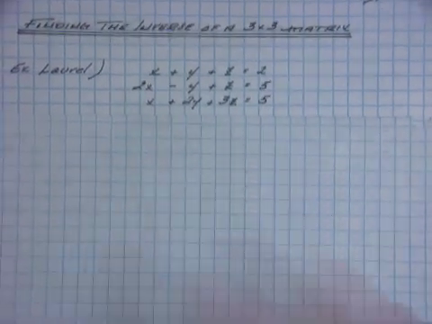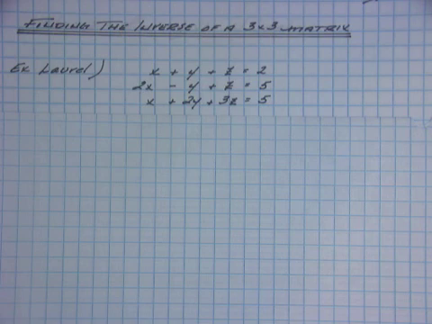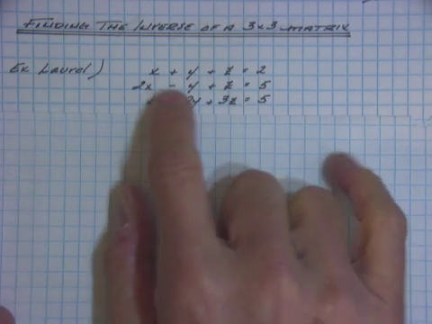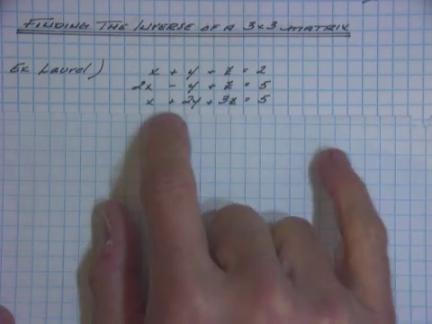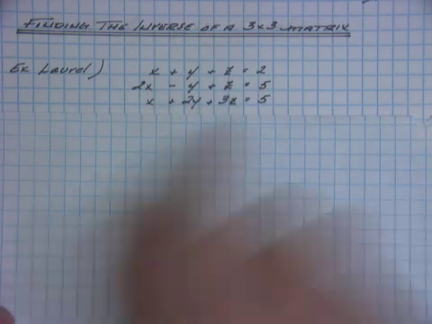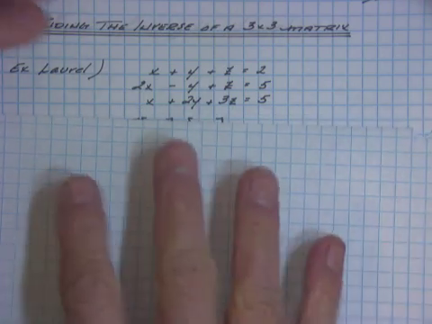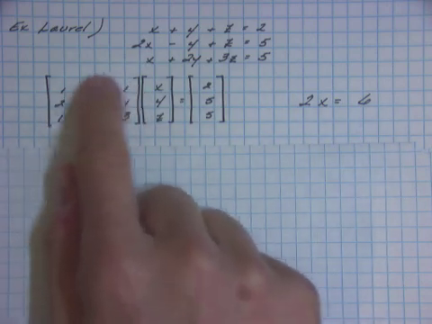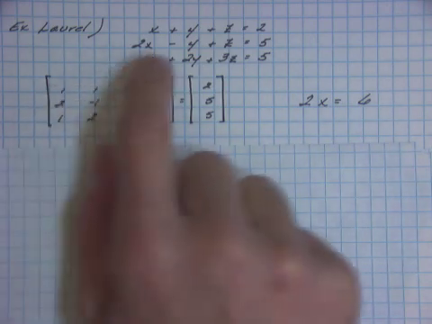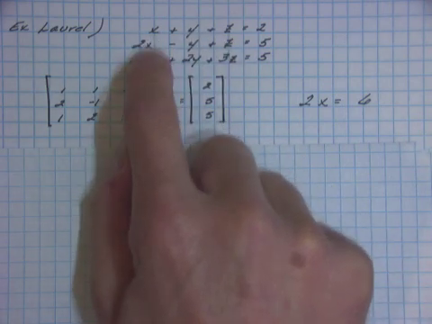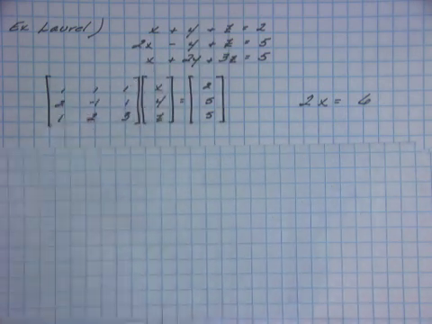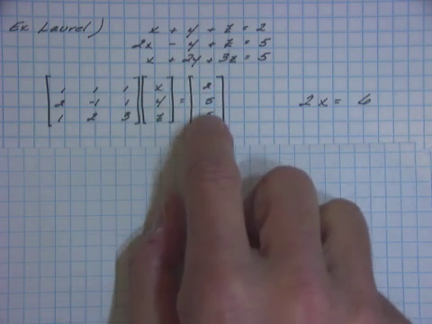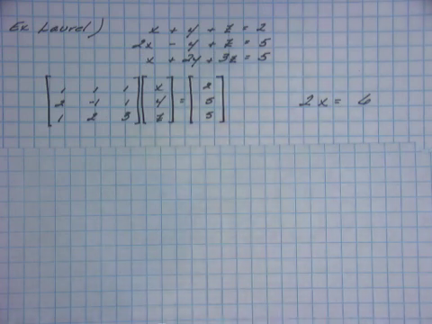So here we go. We're going to start with this example: x plus y plus z equals 2, 2x minus y plus z equals 5, and x plus 2y plus 3z equals 5. What we want to do is write this as a matrix. And look at this, we've got a 3x3 matrix because we have 3 variables and 3 equations. So we've got this 3x3 coefficient matrix, our variable matrix x, y, z, and our solution matrix 2, 5, and 5.